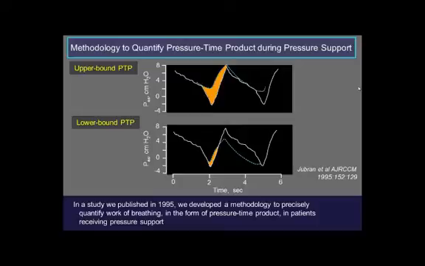So here we developed a methodology to calculate the pressure time product. You can see it in the orange. Even using esophageal balloons, it's very difficult to calculate the patient's work. What you end up with are two estimates of the work, which we call the upper bound pressure time product and the lower bound pressure time product. All you can say is that the amount of work the patient is performing is somewhere between these two orange areas. Even with the balloons, it's highly complex.